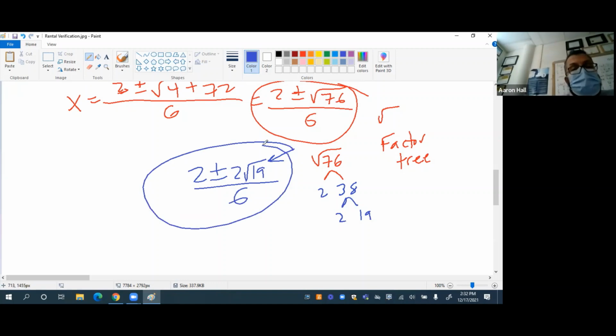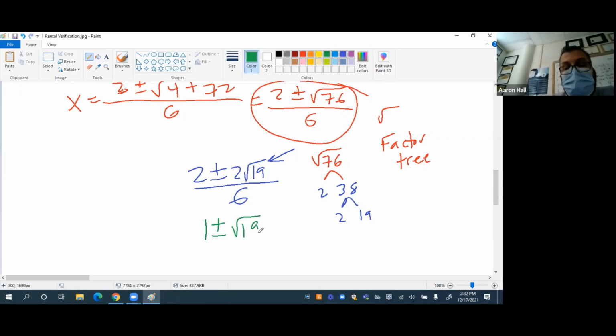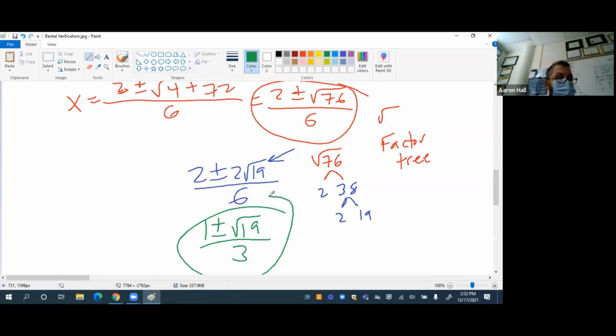Can this be simplified anymore? Okay, to get what? Yeah, that's the most simplified. So there you go. We have 2 answers. We have 1 plus or minus the square root of 19 thirds. Let's graph this. Am I going too fast? Is everybody caught up? Let's graph this.